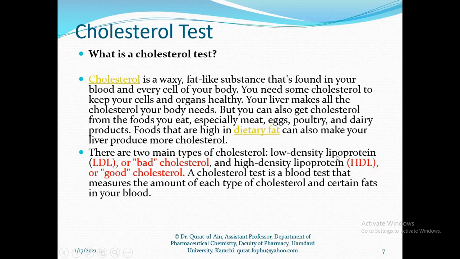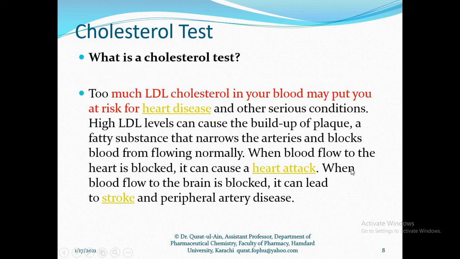And what is lipoprotein? Lipoprotein is the conjugate of the lipid, that is cholesterol, with the protein. There are two types of lipoprotein. One is high density lipoprotein, and one is low density lipoprotein. Low density lipoprotein always carries bad cholesterol, and it is considered bad for your health. However, high density lipoprotein always carries good cholesterol, and it is considered good for your health.